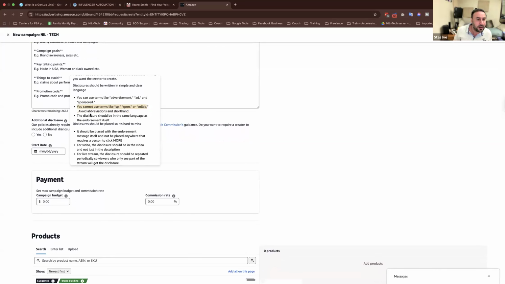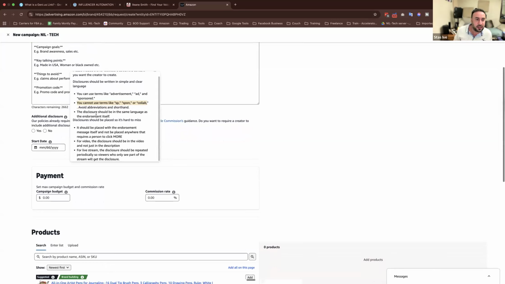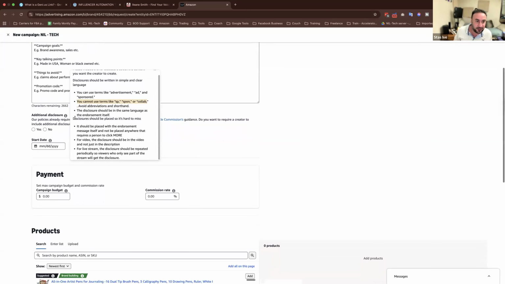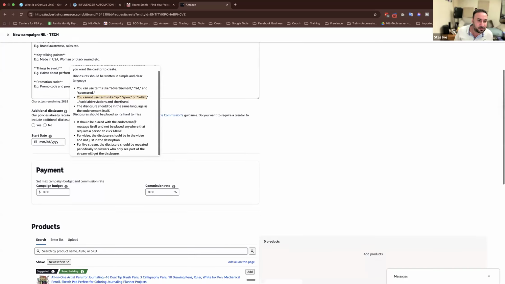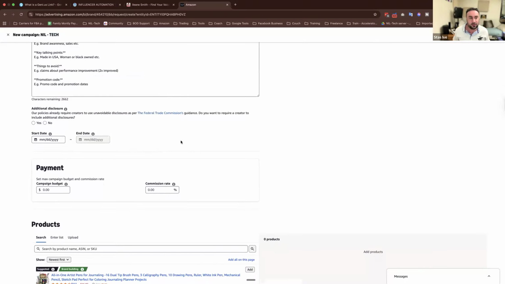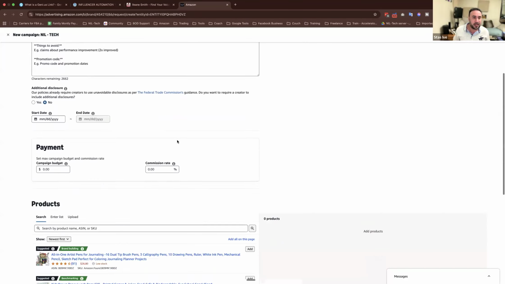Avoid abbreviation and shorthand of whatever we just saw. The disclosure should be in the same language, although nobody really implements it clearly. You have a lot of Chinese. Disclosure should be placed in a hard to miss place. Blah blah blah. All right, so we got it. So it is something that is additional disclosure. Now, it is the standard.